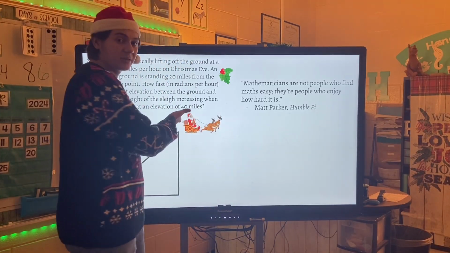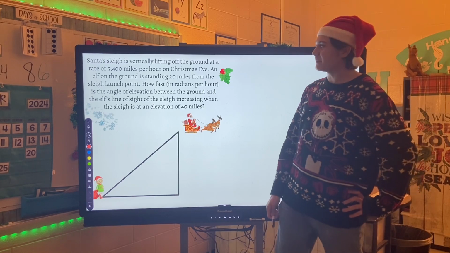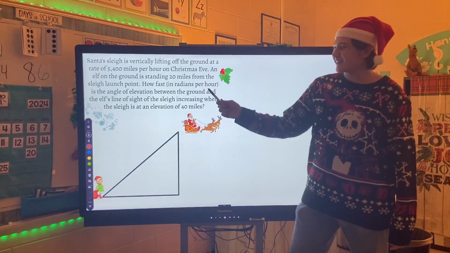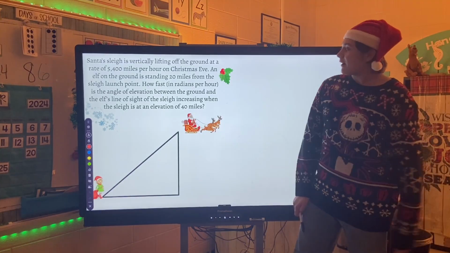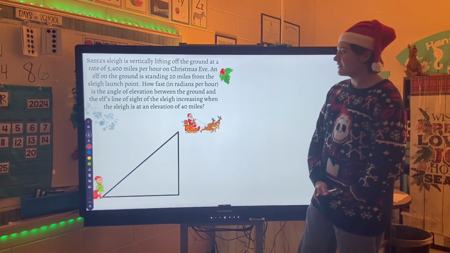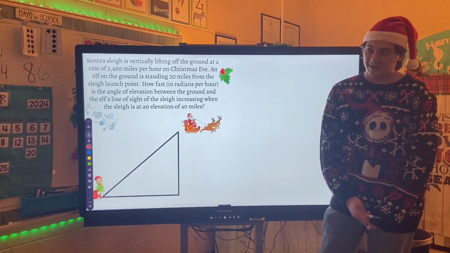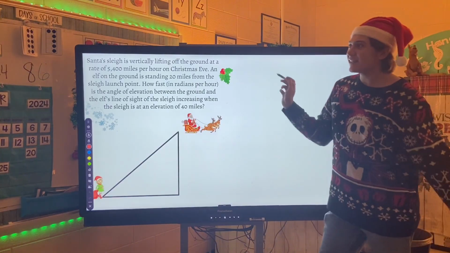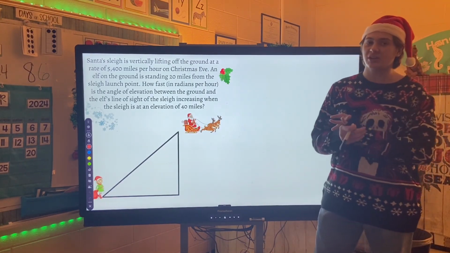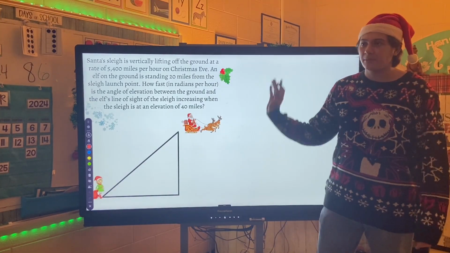This was hard. Santa's sleigh is vertically lifting off the ground at a rate of 5,400 miles per hour. He is really shooting off. That's like a rocket. The elf on the ground is standing 20 miles from the sleigh launch point. How fast, in radians per hour, is the angle of elevation between the ground and the elf's line of sight of the sleigh increasing when the sleigh is at an elevation of 40 miles? That was a mouthful. I think that this problem was so difficult mostly because it involves trig, and we haven't really touched on how to do related rates with trig. That's what made it so hard initially, but now we got it.